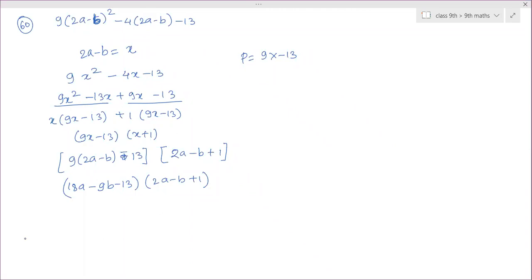Ma'am, it is 18a minus, no, sorry, it is 9 into 2a minus b plus 1. Plus 1, no, it's 13, no, 9x minus 13. So 9x minus 13 is coming.